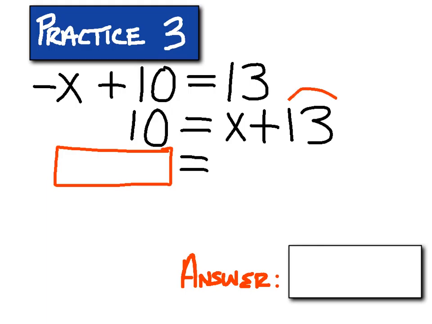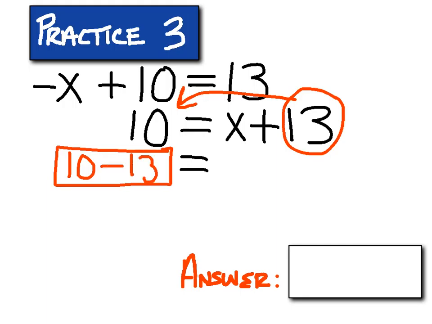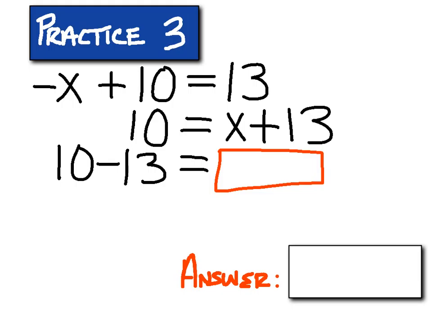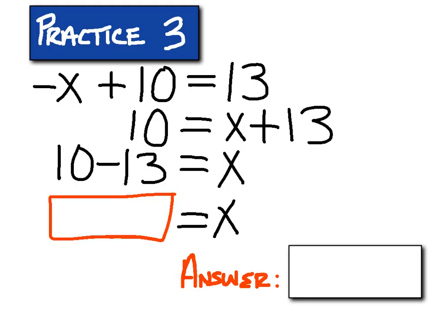Okay, next step. After we move our number, what are we going to have on the left side? When we bring our number over, it's going to change that into a negative 13. So we have 10 minus 13. And what's on the right side? All we're left on this side with is x. What's our final answer? Answer should be negative 3.